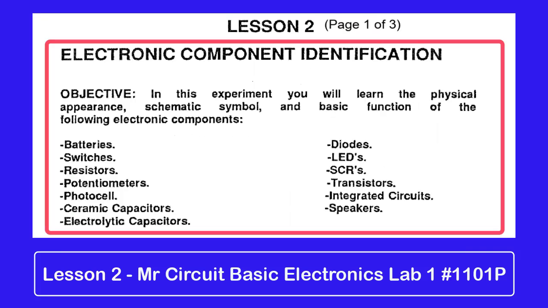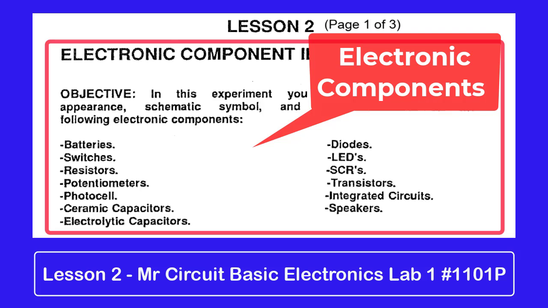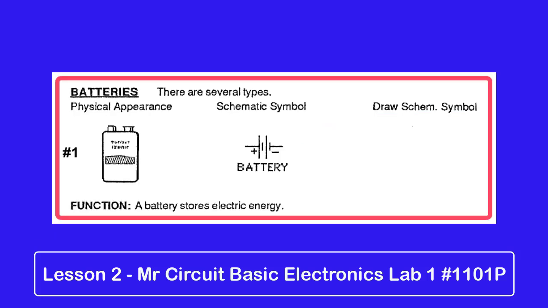Electronic component identification. Objective. In this lesson, you will learn the physical appearance, schematic symbol, and the basic function of all the following components: batteries, switches, resistors, potentiometers, photocells, ceramic capacitors, electrolytic capacitors, diodes, LEDs, SCRs, transistors, integrated circuits, and speakers. First, batteries. There are several types, but with this lab we're going to use a 9-volt battery.